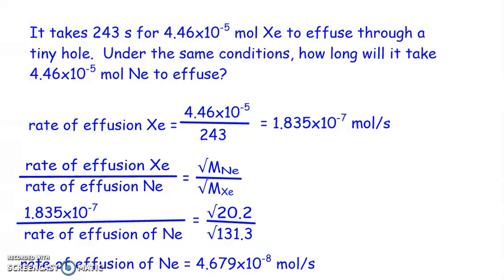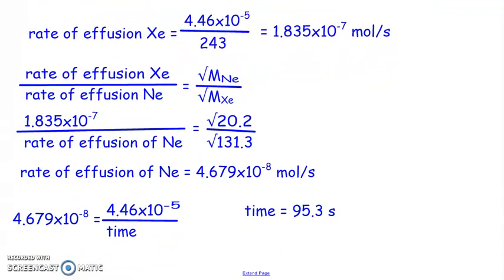Well, then I can just plug that into the same equation I used at the beginning. The rate of effusion of neon is equal to the number of particles divided by time, and it gave me 4.46 times 10 to the negative 5 as the particles, divided by time, cross-multiply, and I get that it will take 95.3 seconds for 4.46 times 10 to the negative 5 moles of neon to effuse.